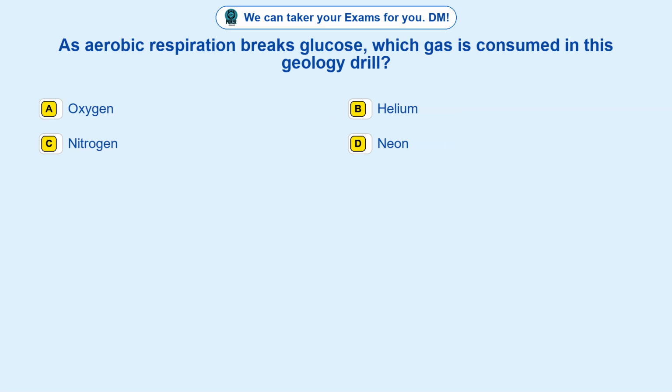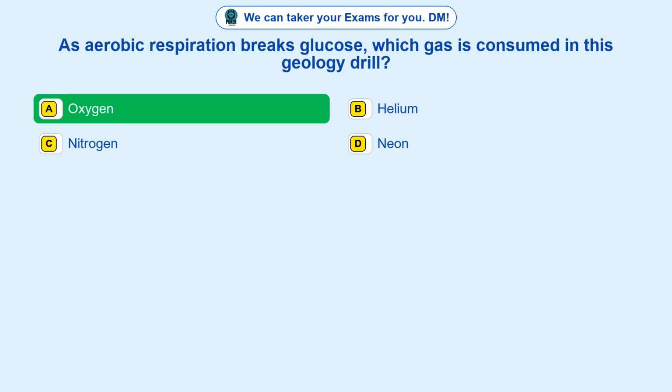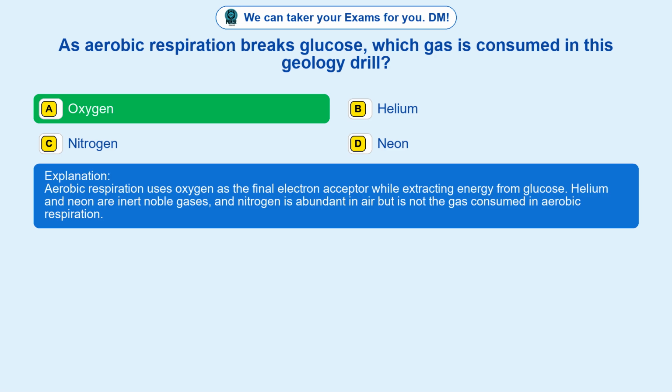Question 23. As aerobic respiration breaks glucose, which gas is consumed in this geology drill? Option A, oxygen. Option B, helium. Option C, nitrogen. Option D, neon. The correct answer is option A. Oxygen. Aerobic respiration uses oxygen as the final electron acceptor while extracting energy from glucose. Helium and neon are inert noble gases, and nitrogen is abundant in air but is not the gas consumed in aerobic respiration.